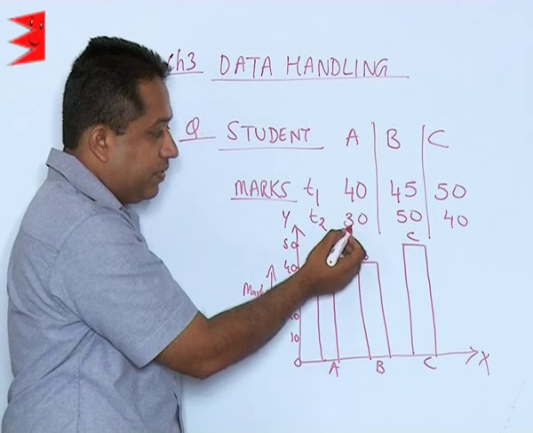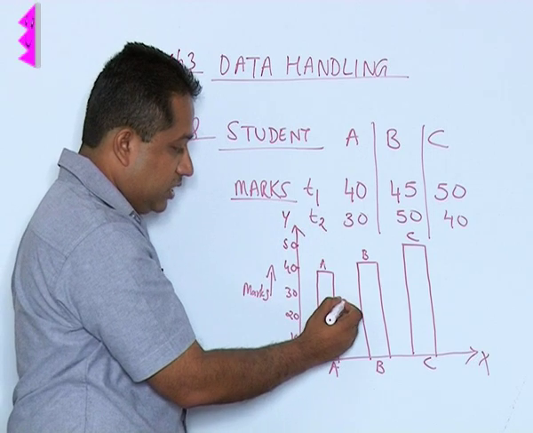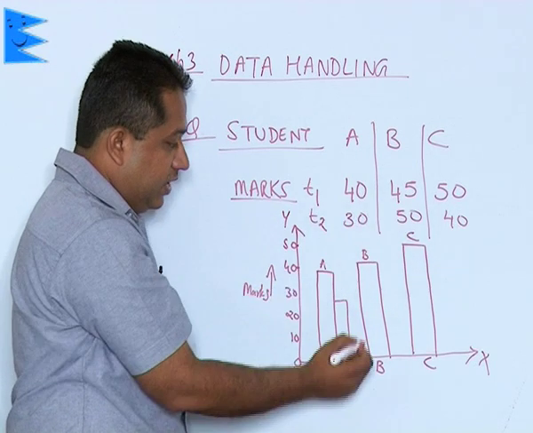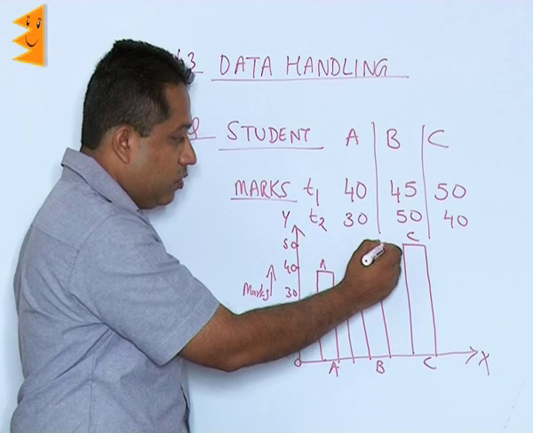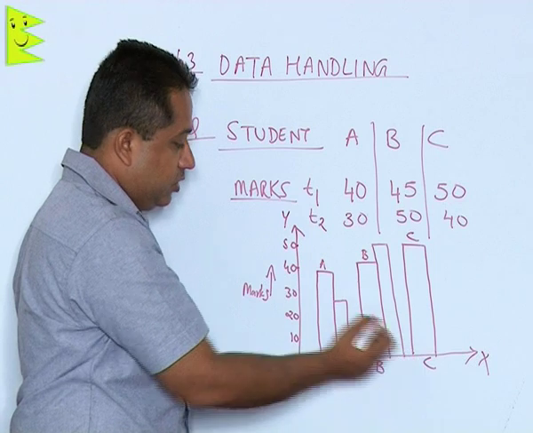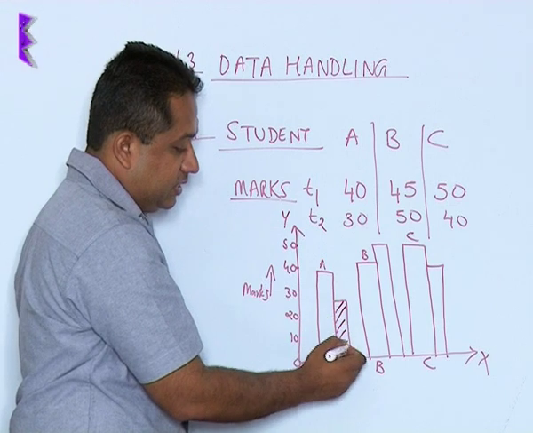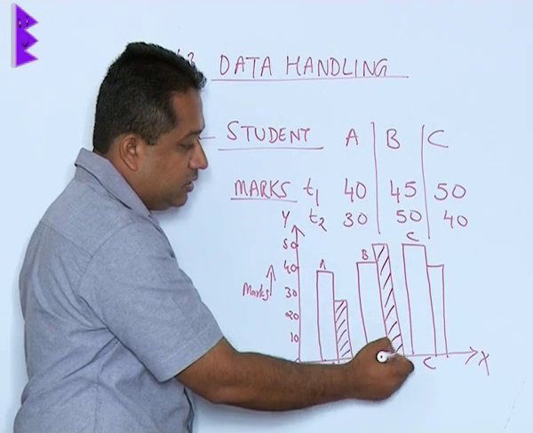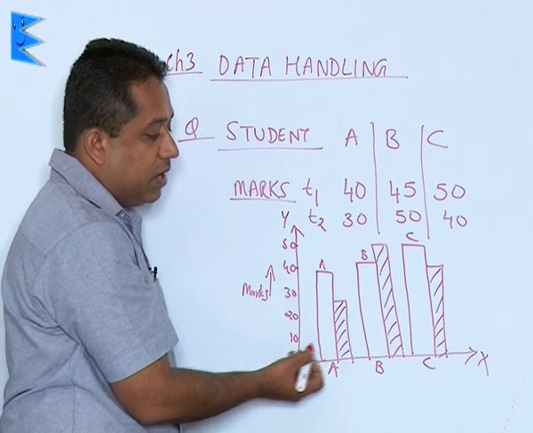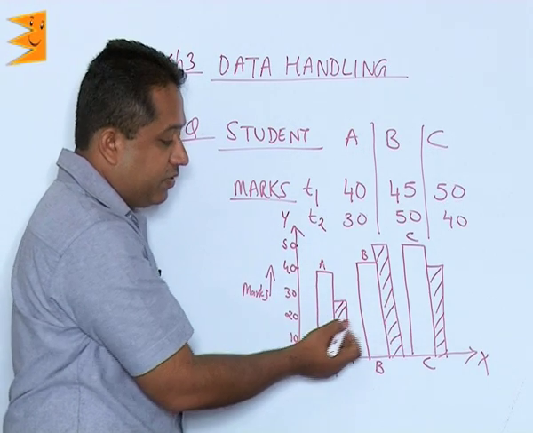So we are going to represent now the second test: 30 for A, so we construct another rectangular box here, then B 50, this is going to go up a little bit, and then finally we have C 40 in the second test. So that is here. So we have the second test analysis with the first, and what do we observe? We observe that we get a double bar graph, where the blank ones represent test 1 and the shaded ones represent test 2.